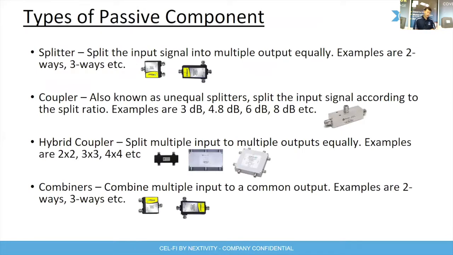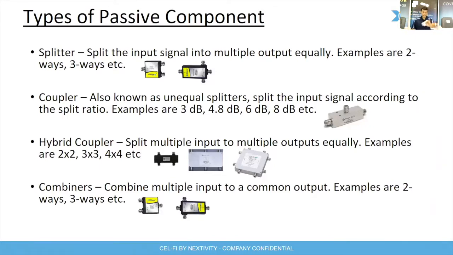Right. So after taking a look at the advantages and disadvantages of passive components, we are going to take a look at the common types of passive components that we use. The first one is a splitter. A splitter basically splits the input signal into multiple output ports equally. On my hand right now, you can see a two-way splitter. Commonly used splitters are two-way, three-way, four-way, all the way up to around six-way, right?